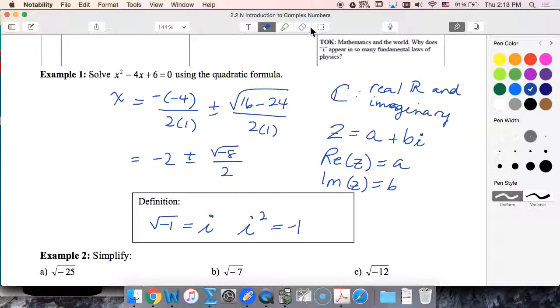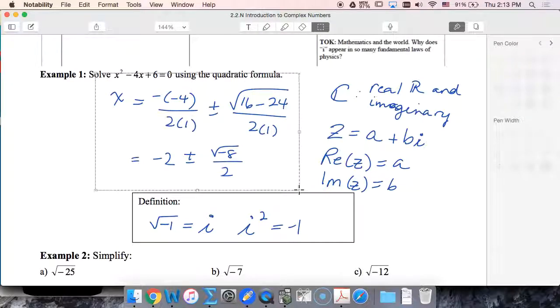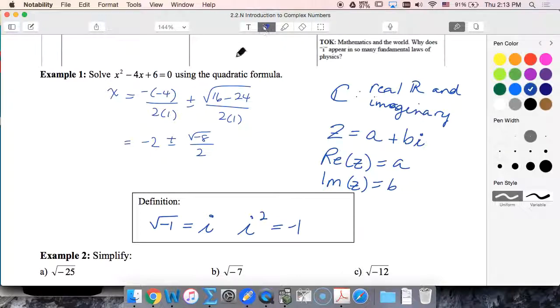So if I come up to this problem, I can now continue simplifying, and I know that the square root of negative 8, I could simplify this to be negative 1 times root 8 over 2. That then turns into negative 2 plus or minus square root of 8, which is 2 root 2. So 2 root 2 divided by 2 is just root 2. Square root of negative 1 we write as i. So my two roots in this case, I can't see them on the graph because they're in the imaginary plane.